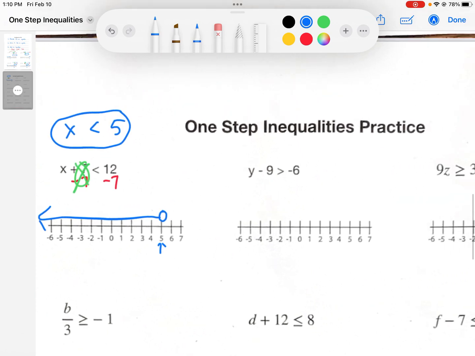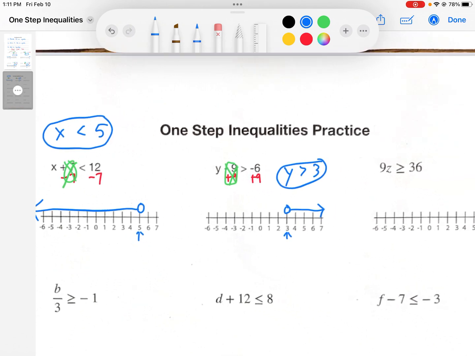So hopping over to my next one, y minus 9 is more than negative 6. I want to look and see that I'm subtracting 9 from that variable. I get rid of subtraction with addition. Plus 9 on the left, plus 9 on the right. Negative 9 and positive 9 cancel. I copy my y and my inequality sign, and then negative 6 plus 9. I have $9. I spend $6. That is $3. And once again, there's my answer. My circle is open. My arrow points to the right.